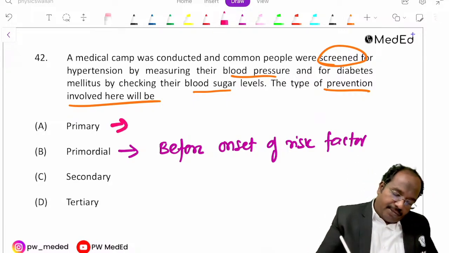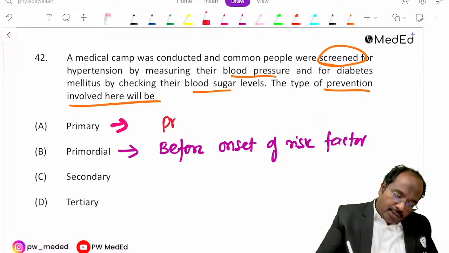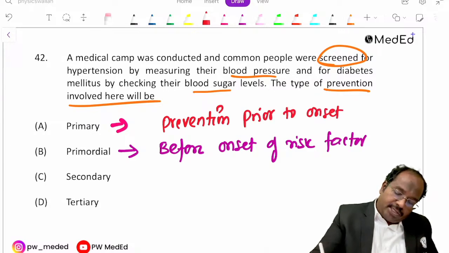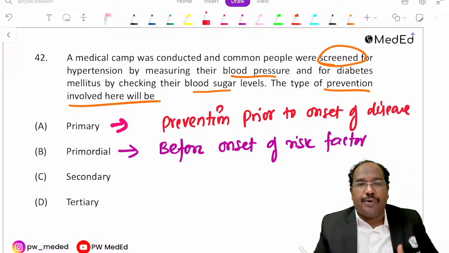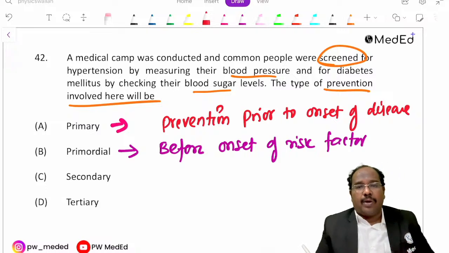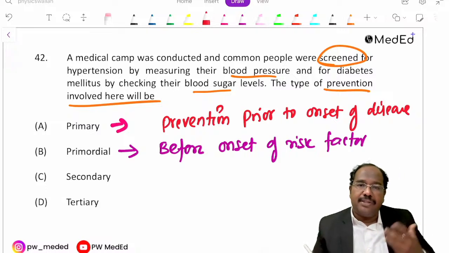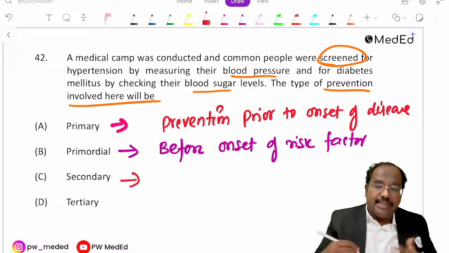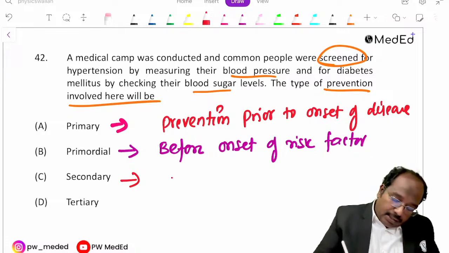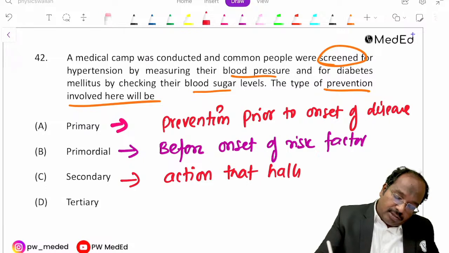What is primary prevention? You are doing prevention prior to the onset of disease. If you are doing prevention before the onset of disease, that is primary. The risk factor may be there, but you are doing prevention before the disease. What is secondary? Secondary means the disease has started, so it is action that halts the progression of disease.